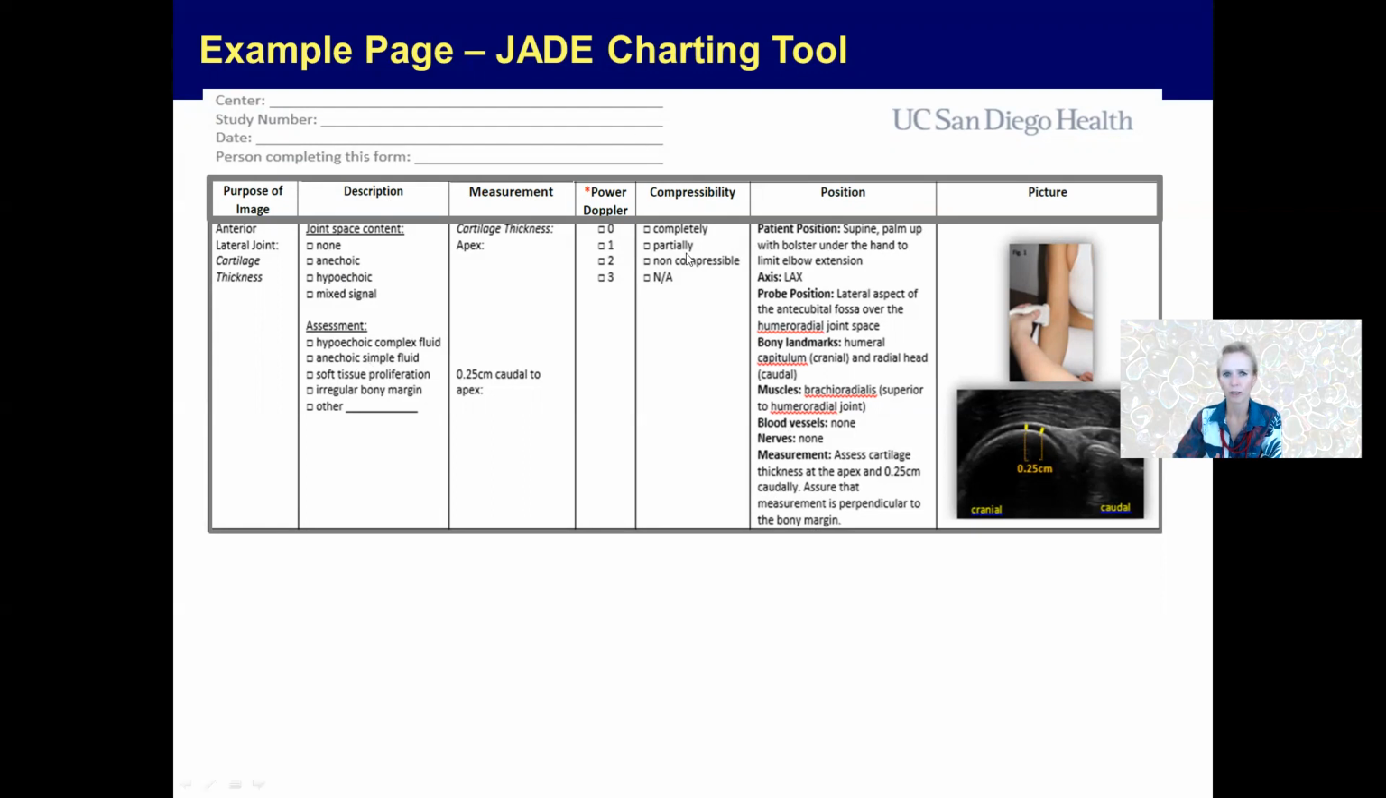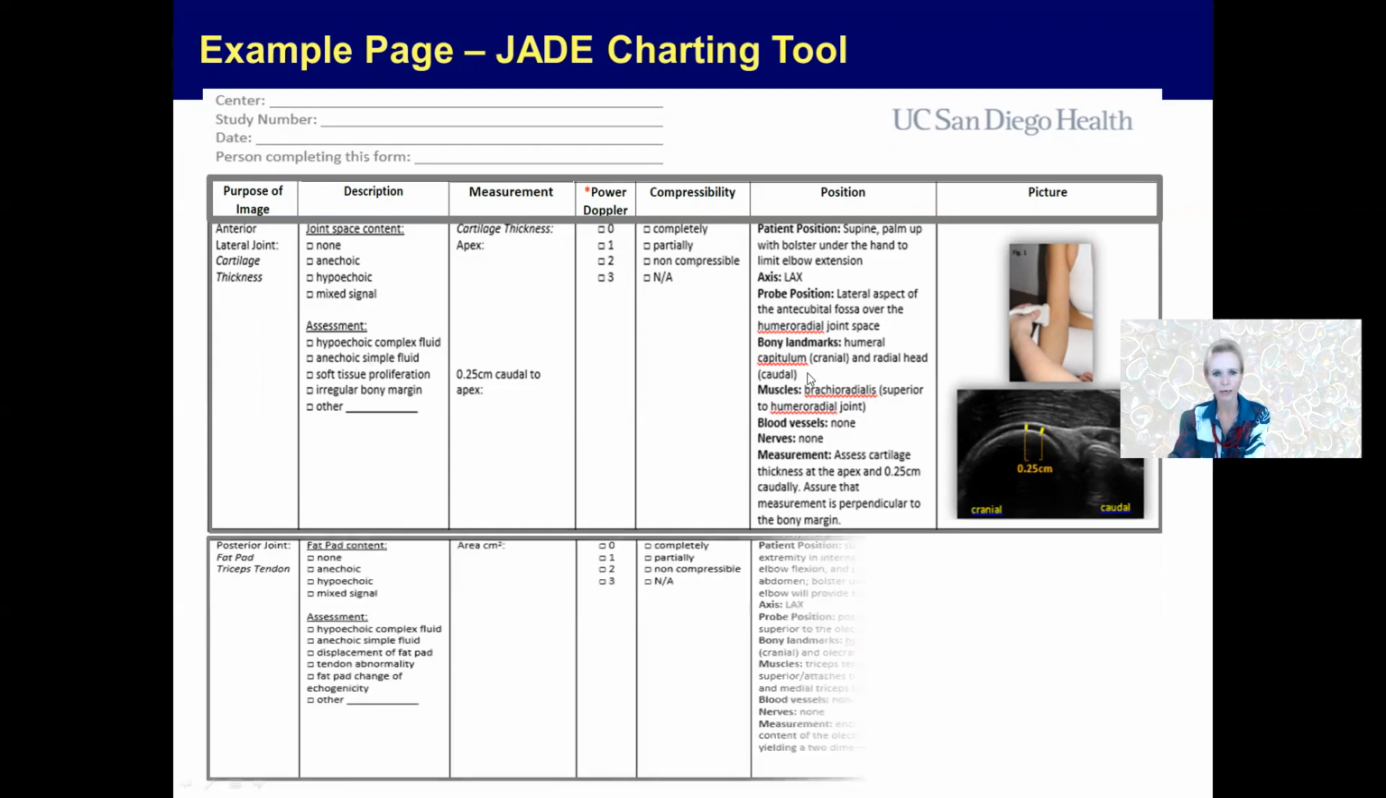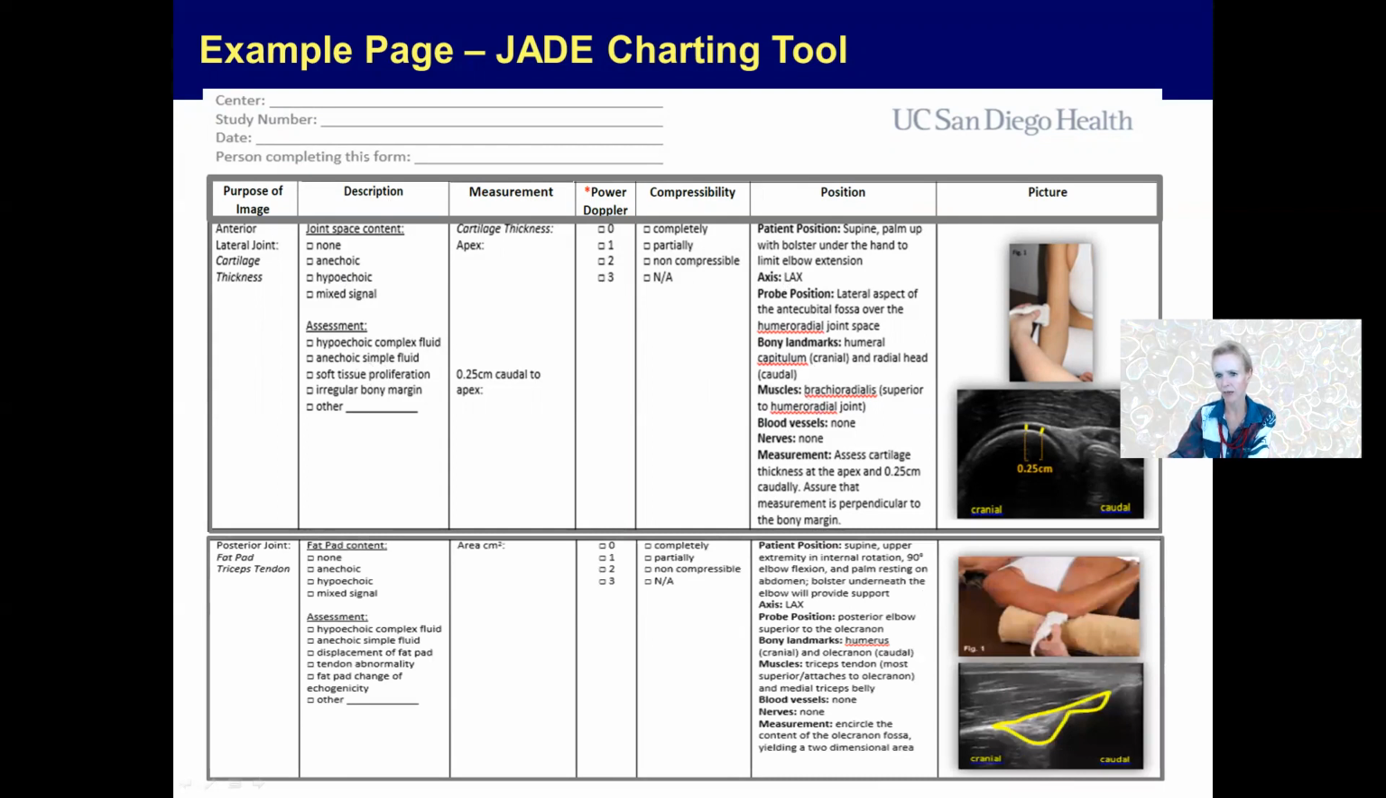You would chart the power Doppler signal, chart if it's compressible or not, and here again we have the explanation of the position. And this is the same for another area here, the longitudinal view in the olecranon, where you would do exactly the same, but then just chart the area circumference of the fat pad as the soft tissue component in this image.